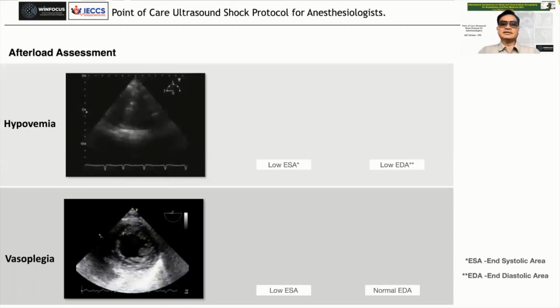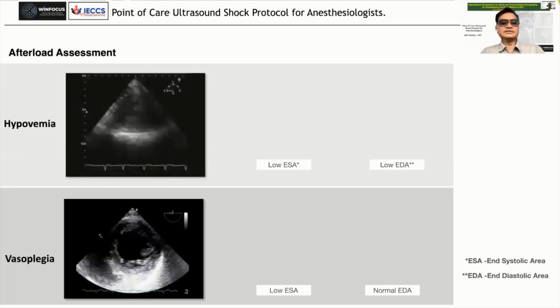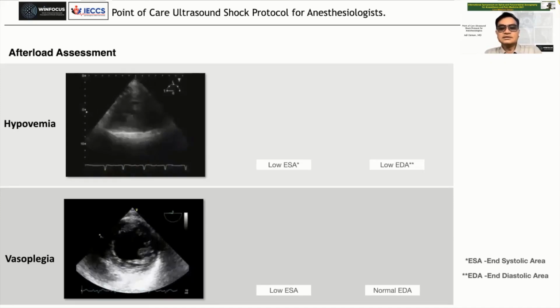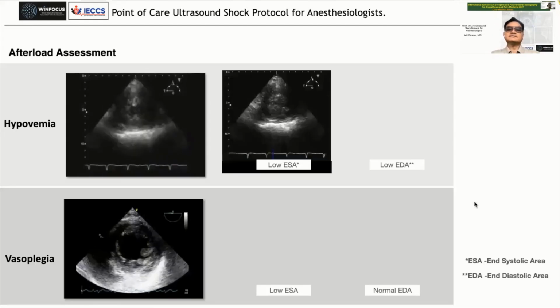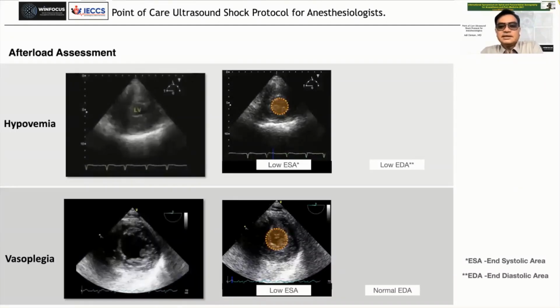subjectively, you can look at the preload assessment. This is just an example. This patient is hypovolemic, the first patient. The second patient presented with septic shock with severe vasoplegia. A simple way to do it is looking at the end-systolic area and end-diastolic area. In both conditions, hypovolemia and vasoplegia, there's not much change.